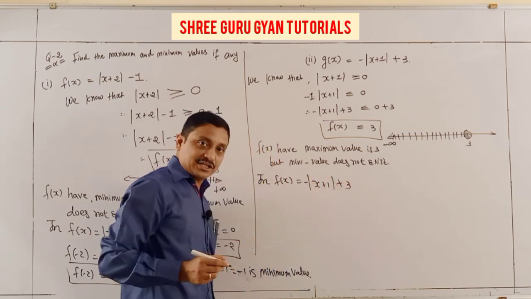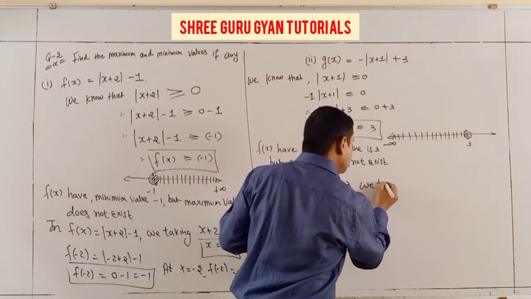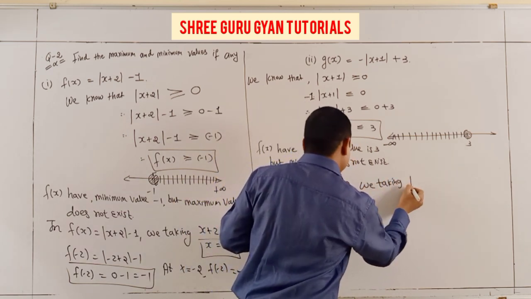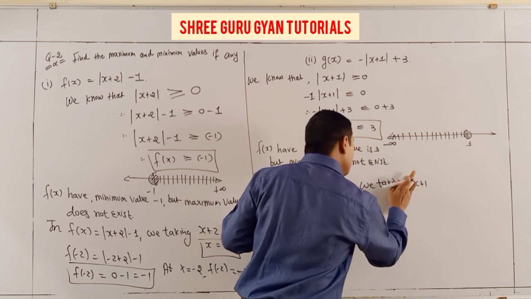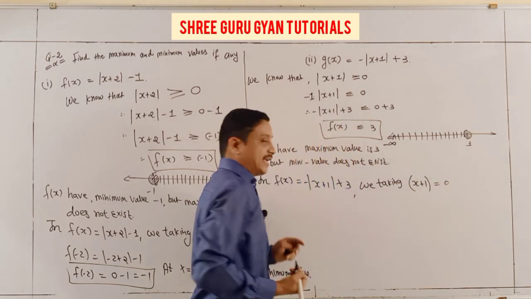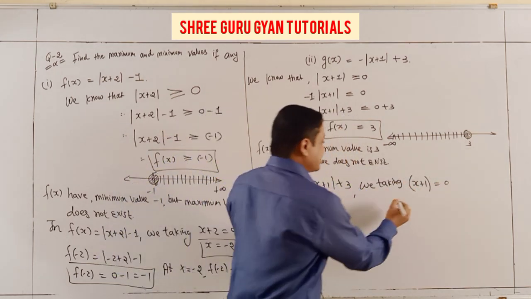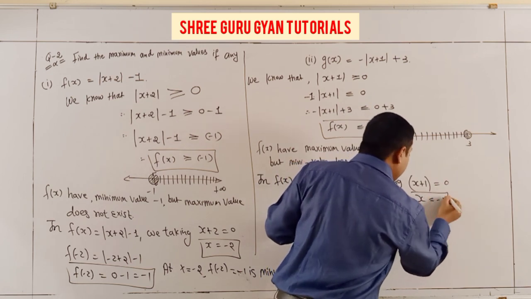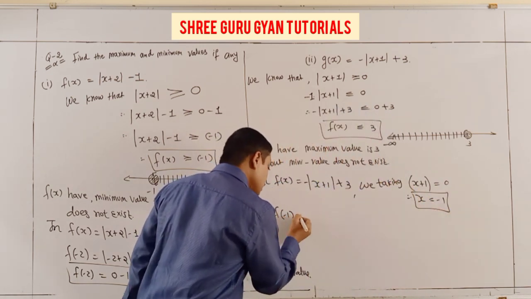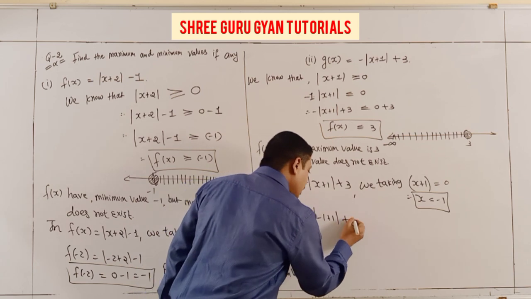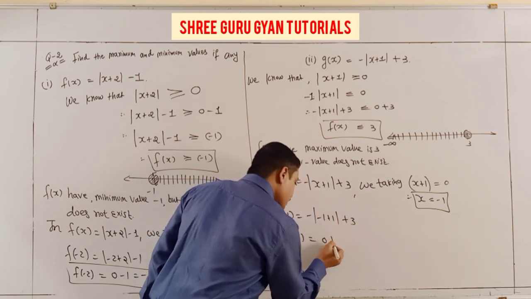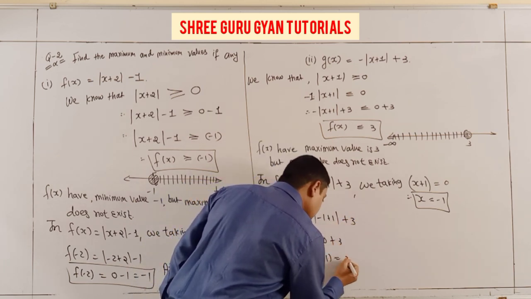We are taking, students, x plus 1 is equal to 0. Here we just take x plus 1 equal to 0. So what is your x? Yes, minus 1. And this minus 1 you successfully put there, then you can get the number. Yes, f of minus 1 is equal to 3.